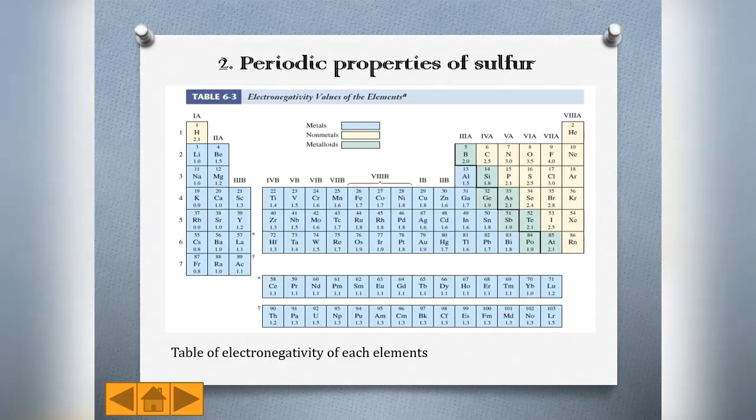Two elements with quite different electronegativities, such as sodium and sulfur, tend to react with each other to form ionic compounds, namely sodium sulfide. Two nonmetals such as hydrogen and sulfur, with similar electronegativities, tend to form covalent bonds with each other, namely hydrogen sulfide. That is, they share their electrons.